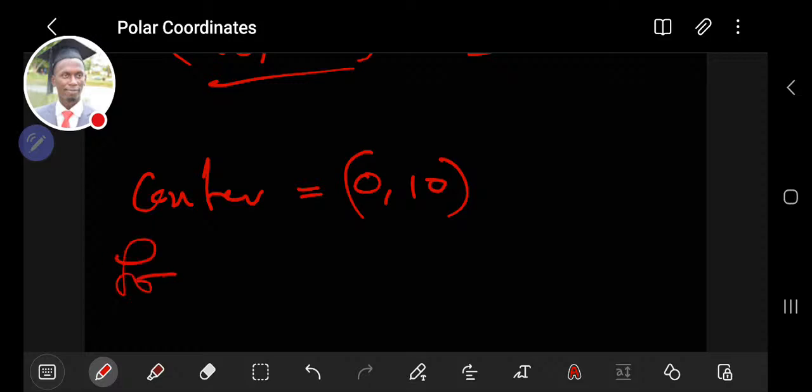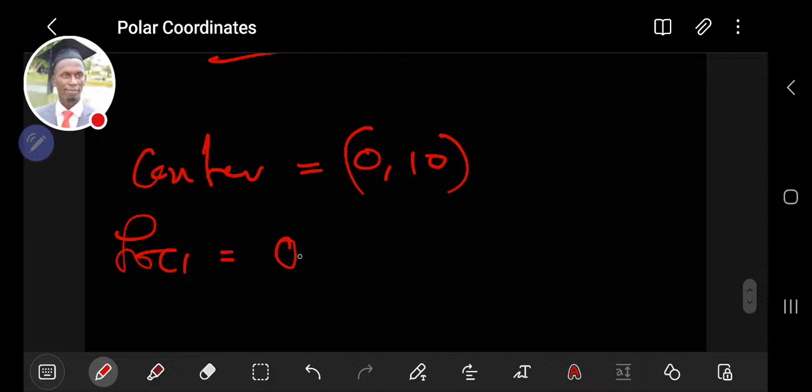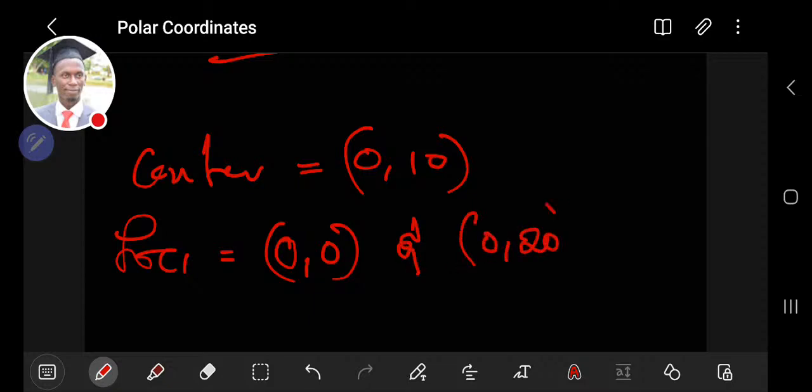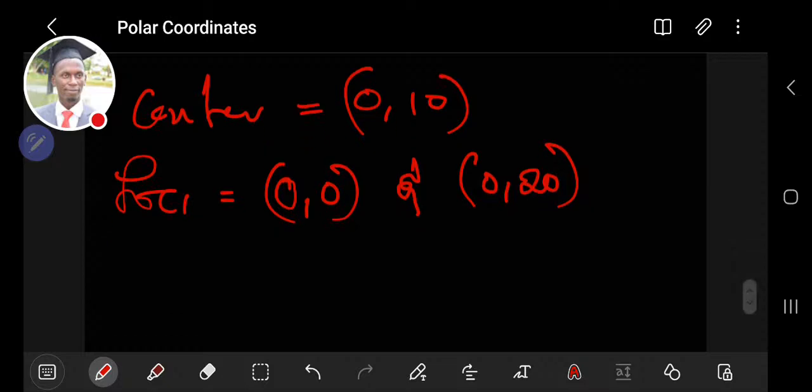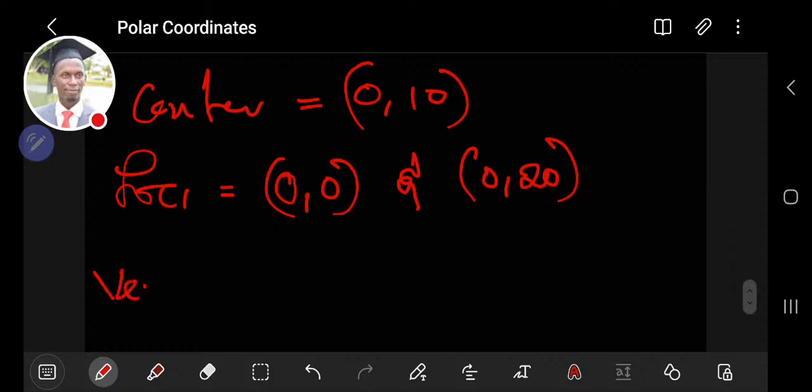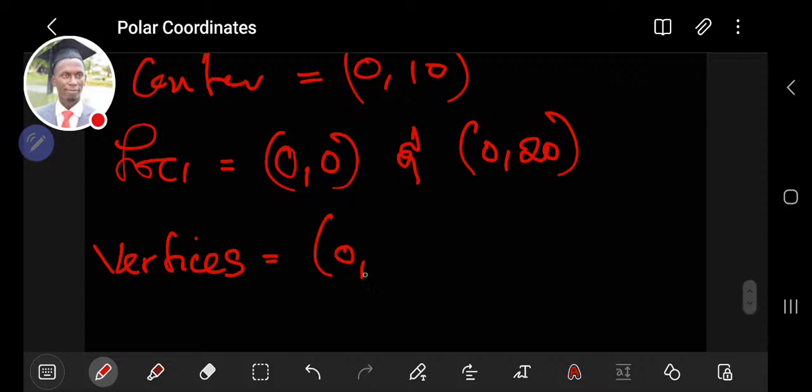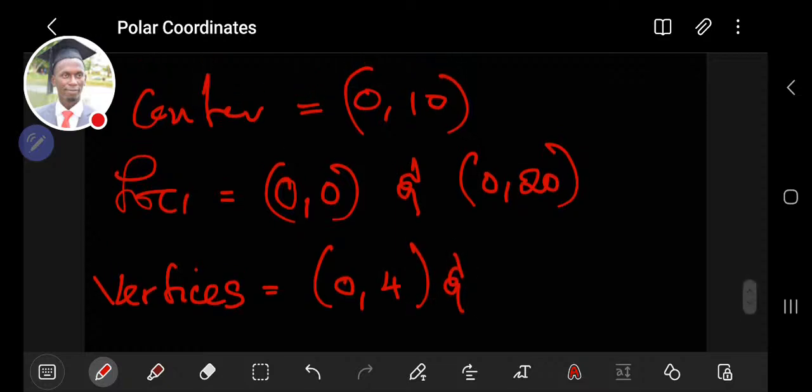When it comes to the foci, of course, we have two of them. The other one was centered at the origin, so we have 0, 0 for that one. The second one is all the way up at 0, 20. Then next, we have the vertices. For the vertices, what did we have? The other one was at 0, 4, but the other one was all the way up at 0, 16.